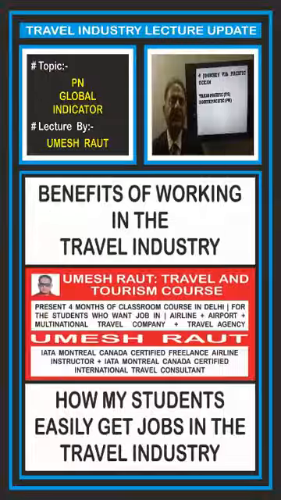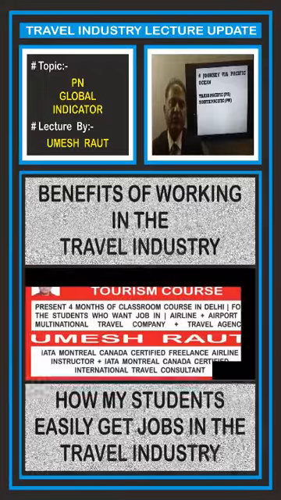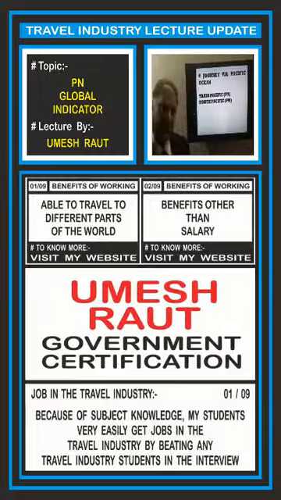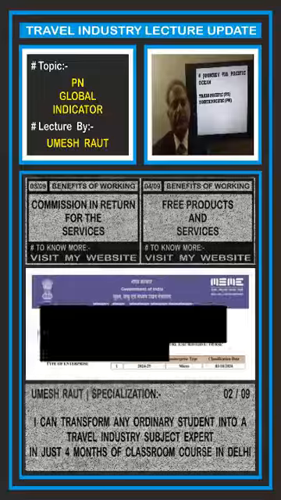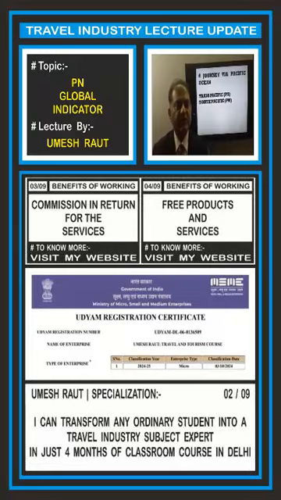Next global indicator is PN. PN means North Pacific. It is applicable when our passenger is traveling via Pacific Ocean. Now we'll understand this through this map.